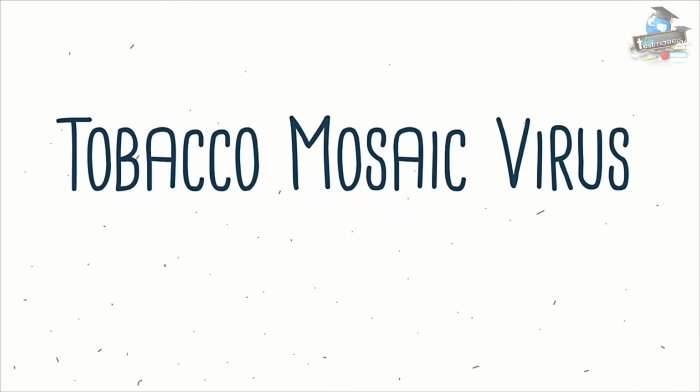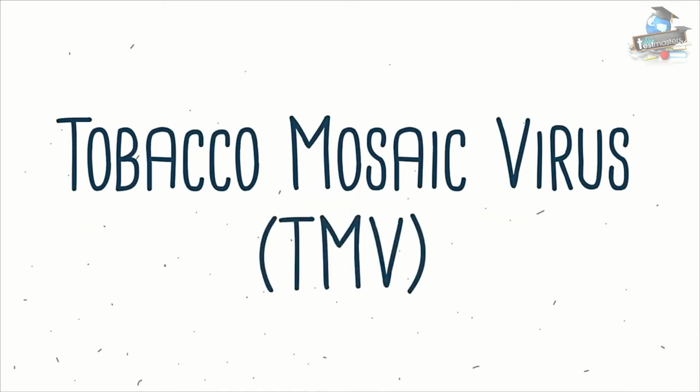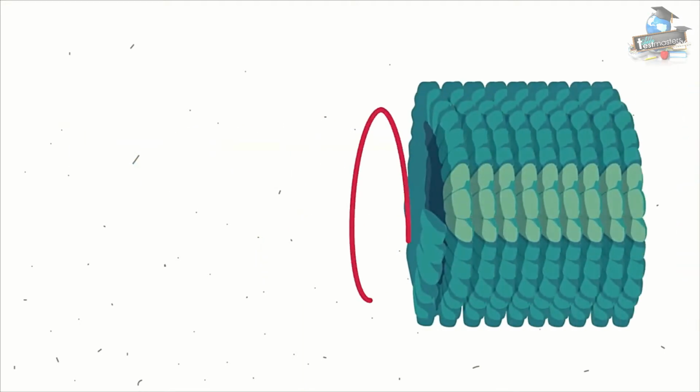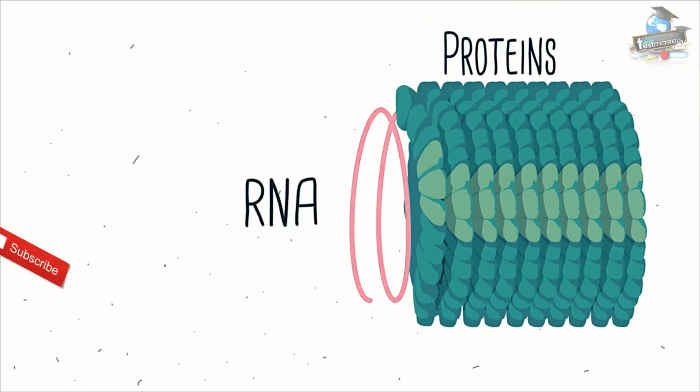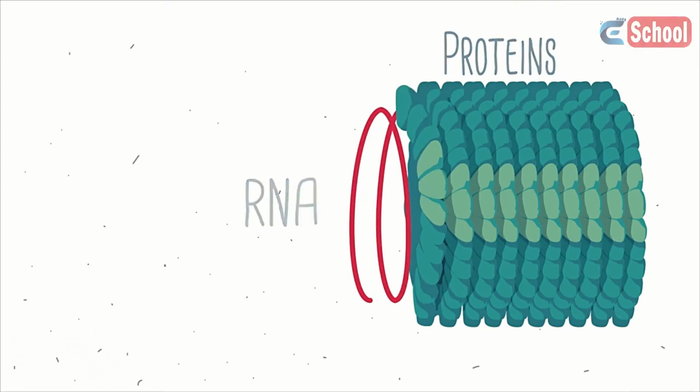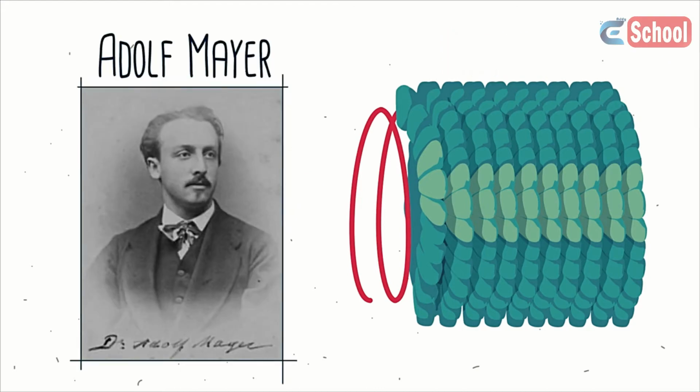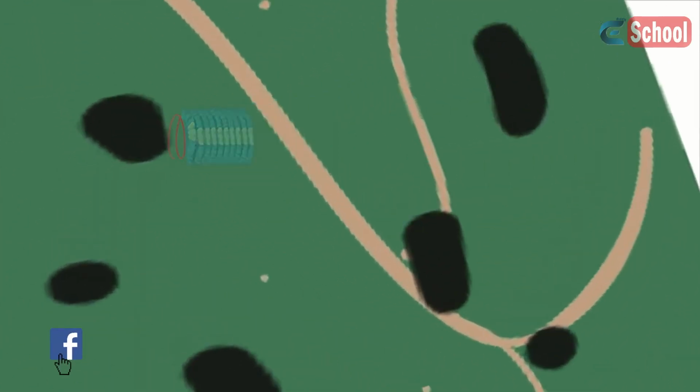A classic virus is the tobacco mosaic virus, or TMV. It has a rod-like structure consisting of a coat of proteins positioned helically around a single strand of RNA, and was actually the first virus to be described by Adolf Mayer, but can enter wound sites.